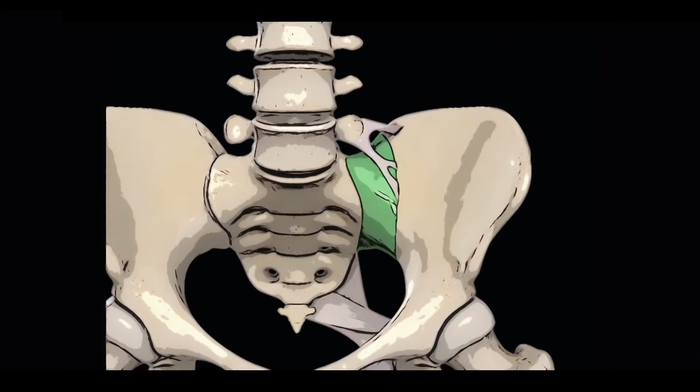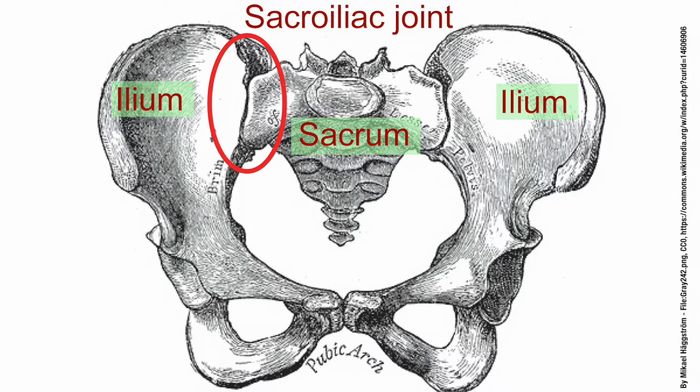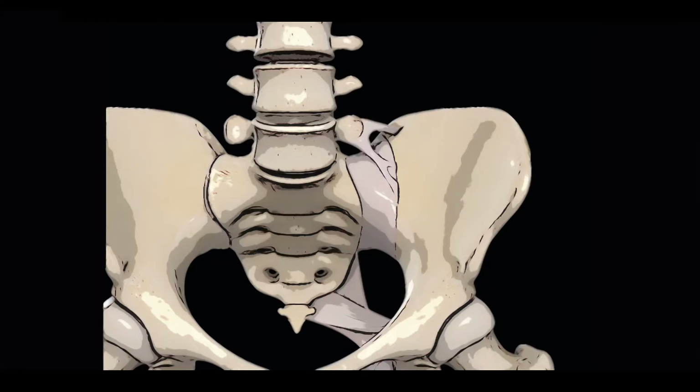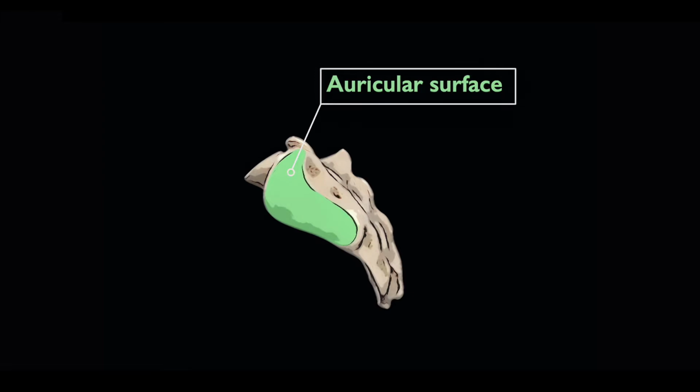The sacroiliac joint is comprised of an anterior synovial joint between the ear-shaped auricular surfaces of the sacrum and ilium, and a posterior syndesmosis between the tuberosities of the same bones. The articular or auricular surfaces of the synovial joint have irregular but congruent elevations and depressions that interlock.